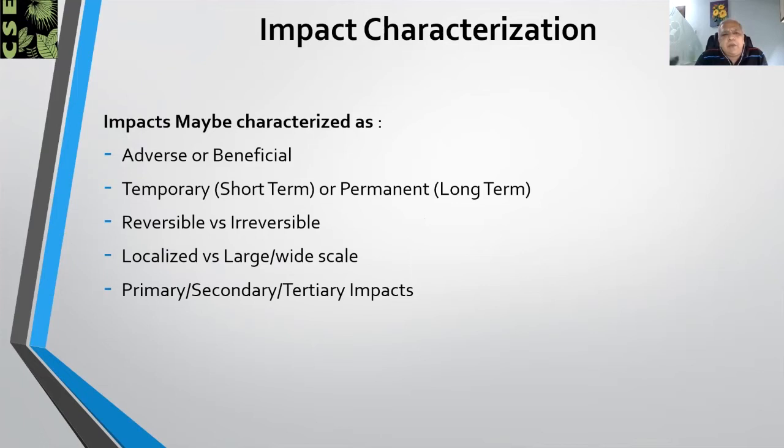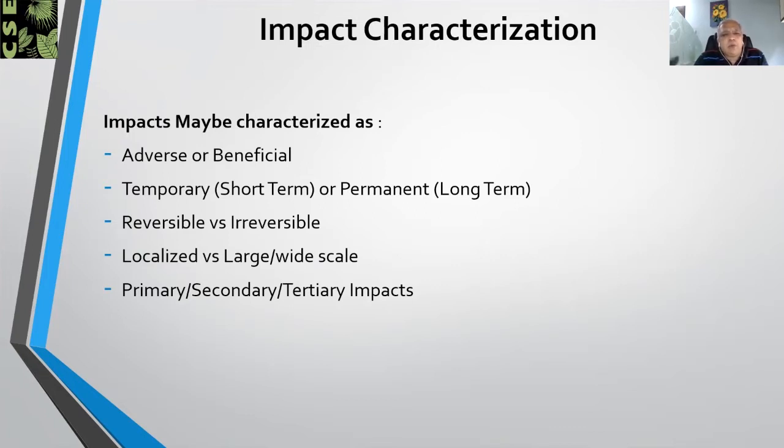Now, these environmental impacts may be characterized in different ways. One is they may be characterized as adverse or beneficial, temporary, that is short term, or permanent, that is long term, reversible versus irreversible. That is, there are some impacts which are permanent and irreversible. So those are the impacts which we have to look at in the most stringent way and try to see how we can rectify the situation.